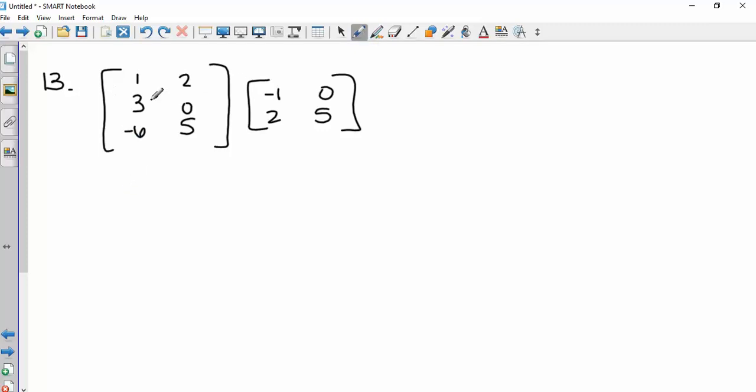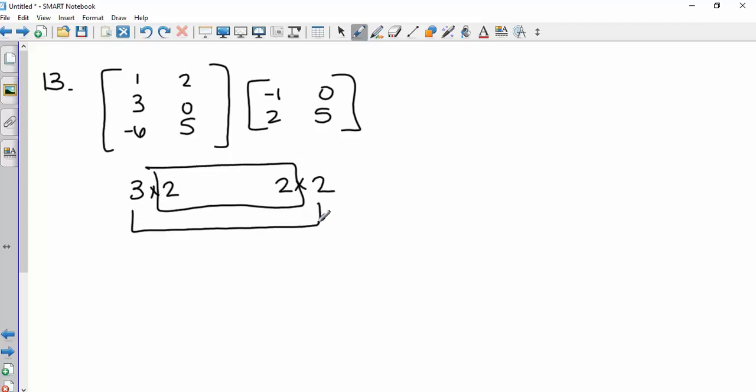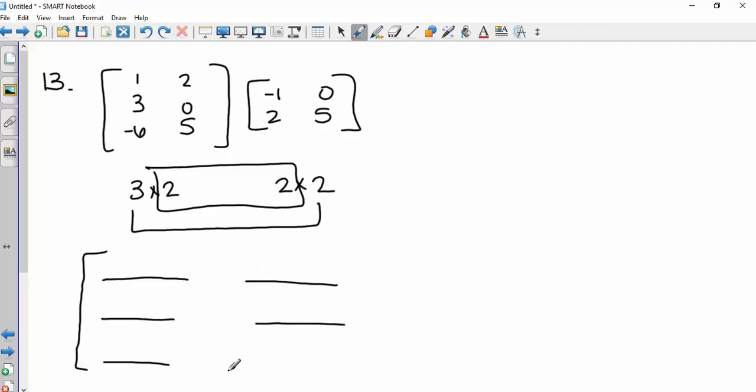So to decide if you can multiply, you have to look at the size first. It's rows by columns. So rows are horizontal, columns are vertical. So this one has 3 rows, 2 columns. This one is 2 rows and 2 columns. If these are the same, you can multiply them. This tells you how big your final answer will be. So my final matrix will have 3 rows and 2 columns.